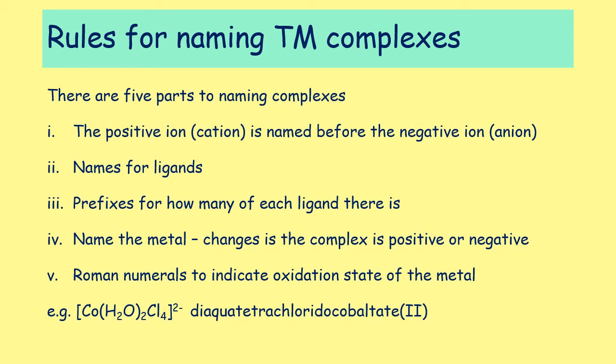And here is an example, just so you can see. Now this is a transition metal complex on its own, not part of a compound, so we're ignoring the first rule. But that is called diaquatetrachloridocobaltate(II). So you can see it is quite complex. So what we'll do is we'll build it up step by step.